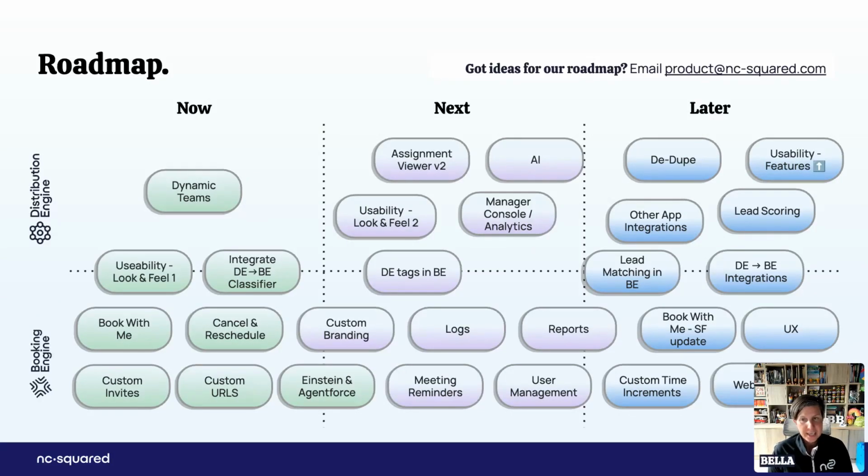The other key thing we're looking at next for Distribution Engine is a manager console. This is something that we've had a lot of feedback from all of you on. What we want to do is create a place where managers can go to just one place and get a really clear view of key real-time stats and assignments, and also the ability to do some team management in there as well.